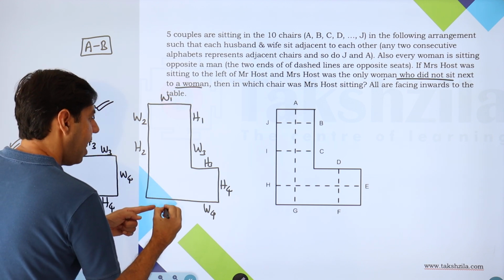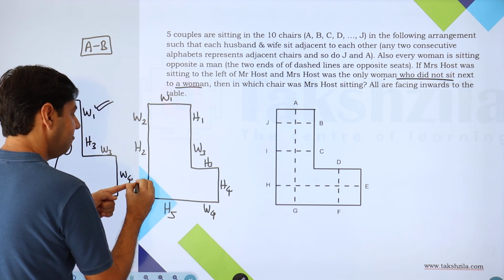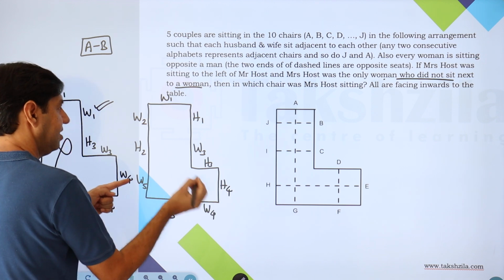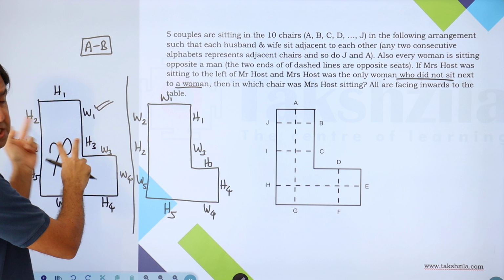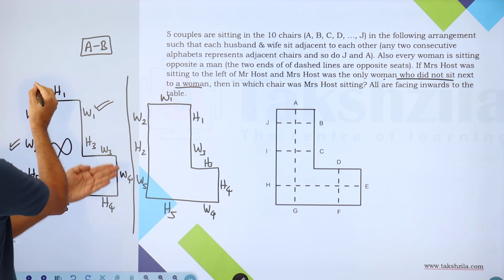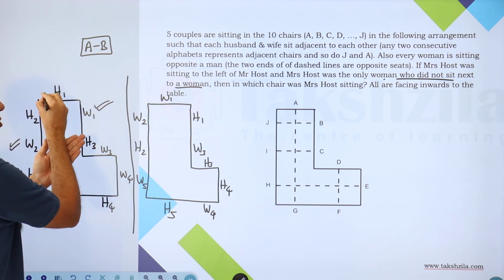Here will be the 5th husband and the 5th wife, and the opposite is there. So everything matches up, right? In fact, they have just switched their position. You could have even switched over here. Instead of redrawing, you could have switched over here.